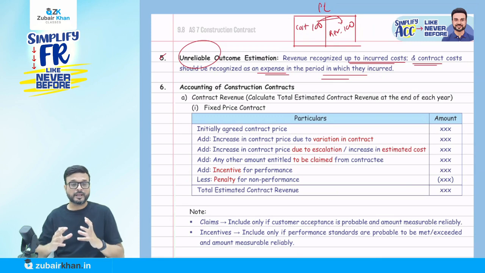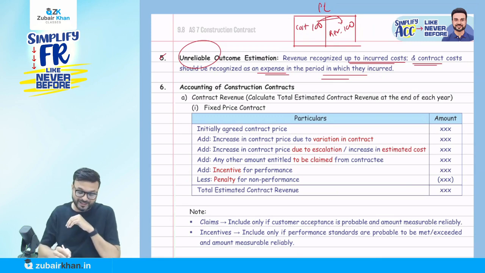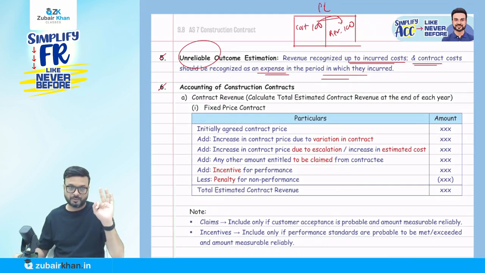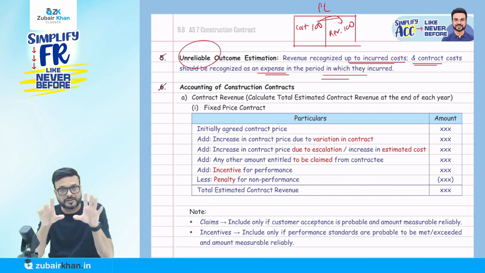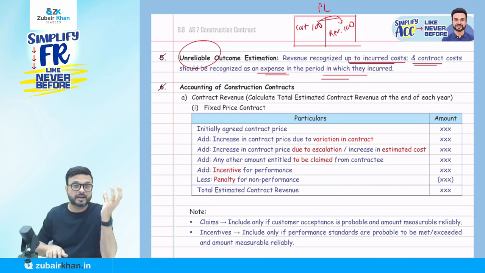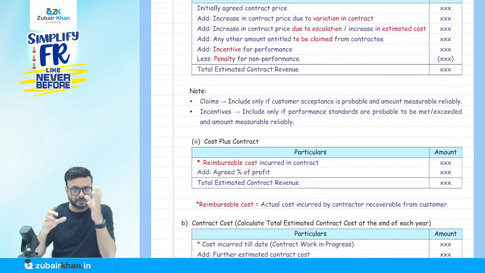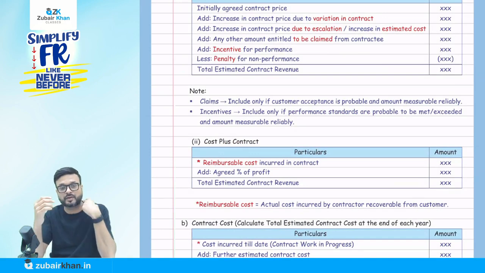Now the important things start here. When we talk about revenue, there are three important things. What do you mean by revenue? I prepared this in table form in this book, which will help you quickly understand the concept. Then we'll discuss what we mean by revenue under both contracts, the fixed price contract and the cost plus contract.